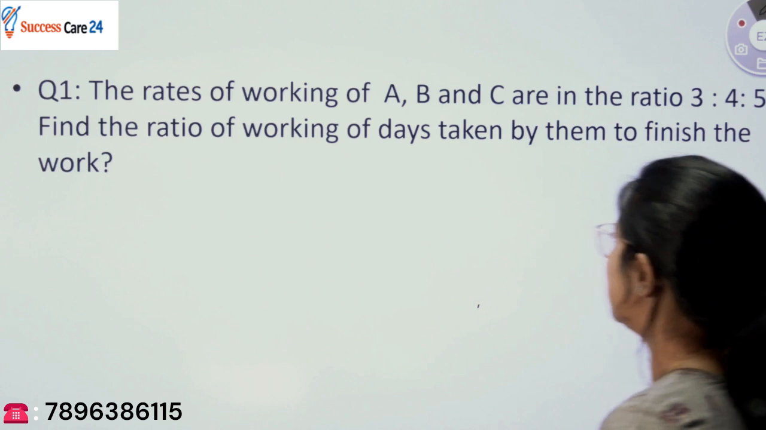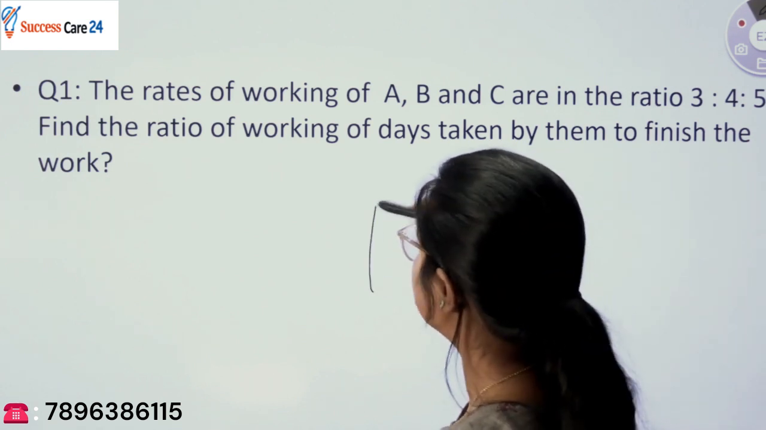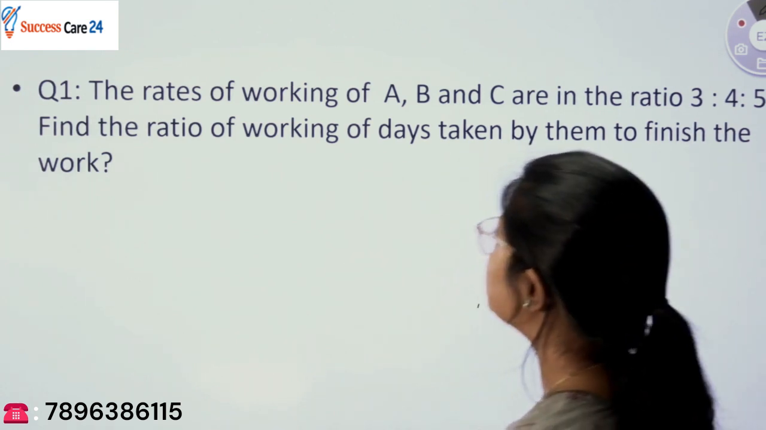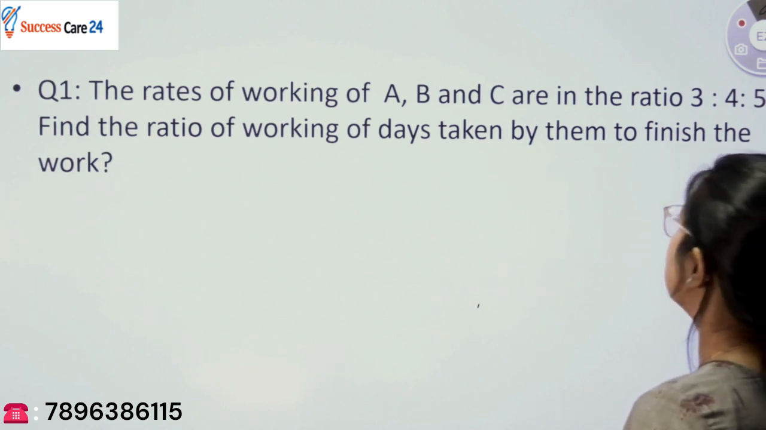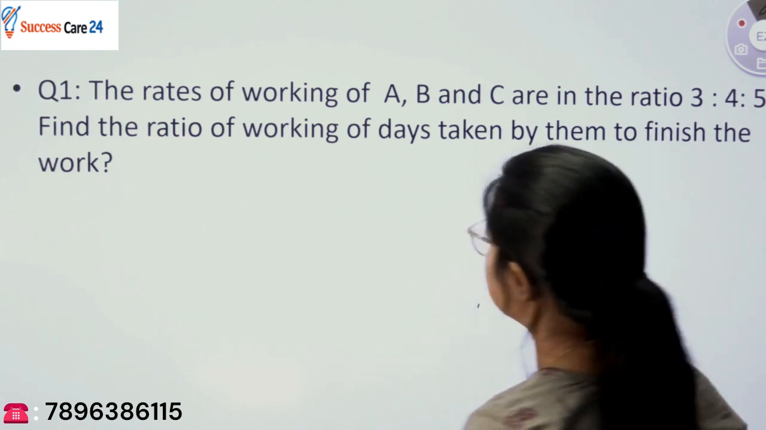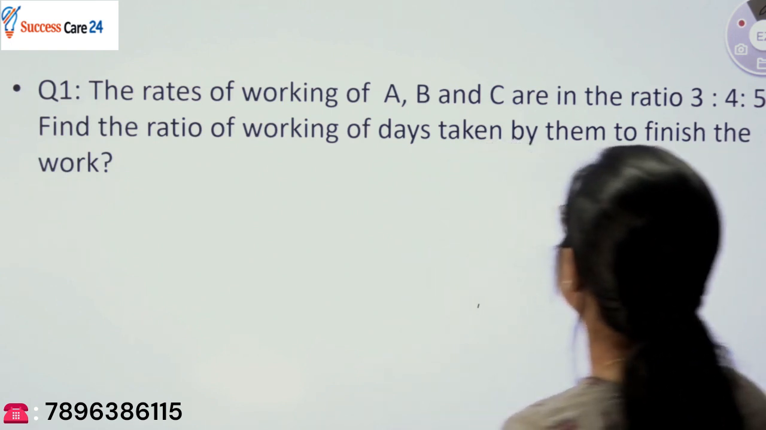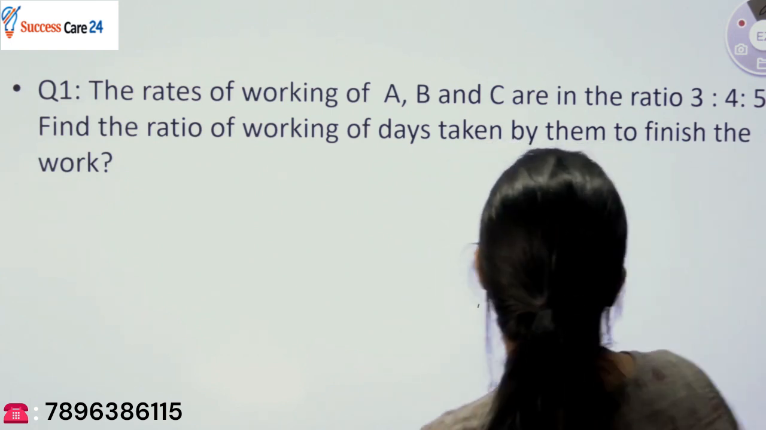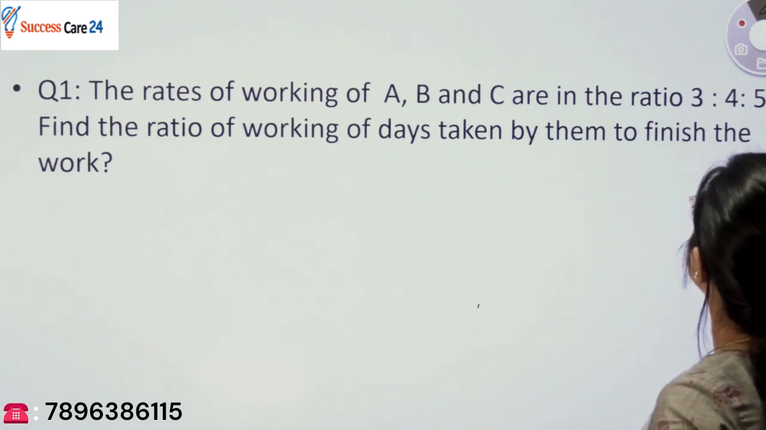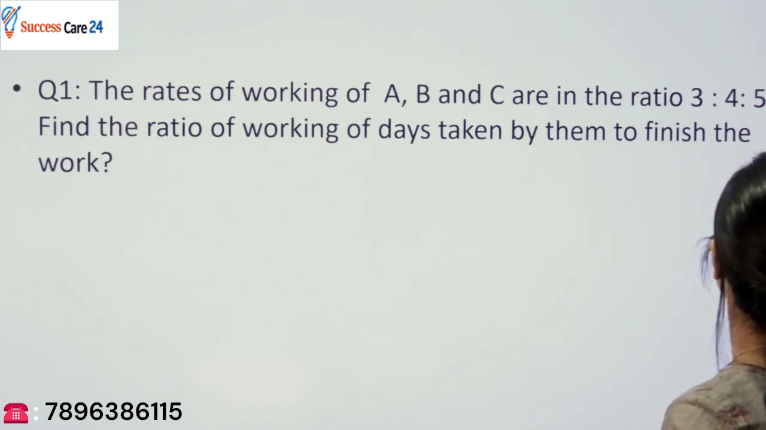All right. So here is our first question. The first question is given as: the rates of working of A, B, and C are in the ratio 3:4:5. Find the ratio of the days taken by them to finish the work. All right. So first of all, let's discuss the basics of time and work.